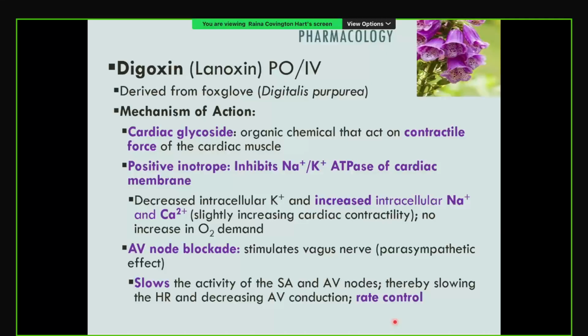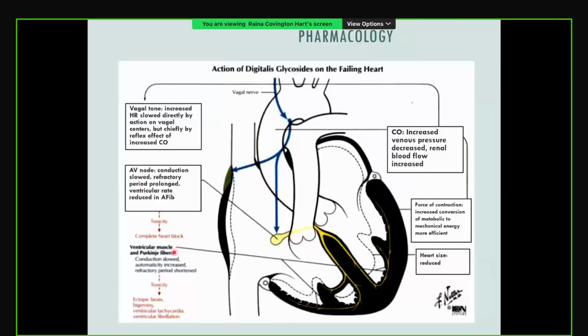That is why it is a rate control drug, because it is slowing down how fast I am beating in several different ways. I'm messing with this pump, my sodium potassium ATPase. I'm blocking my AV node, which is the conductor. I'm making that stop as well. So I'm attacking on several fronts, and that's why we use it. It's a good drug. It interacts with everything, and it's a pain. Dig makes you do a lot.